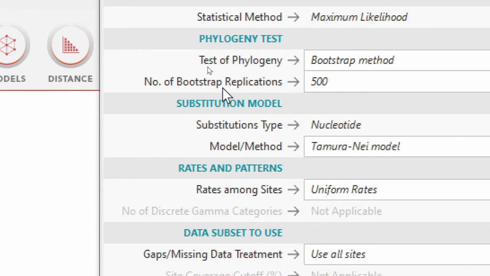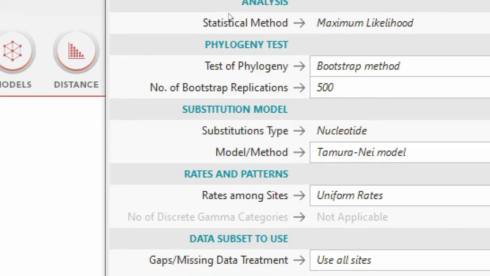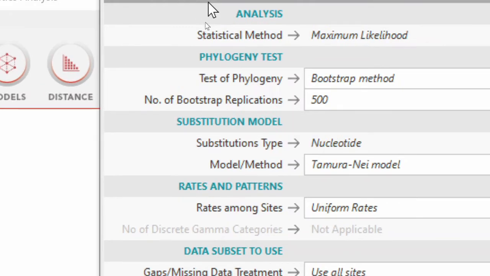So click here, and we've got again the palette of the options. The method we're going to use is the maximum likelihood method. And now we're going to test our phylogeny, so we're going to run it with the bootstrap method.